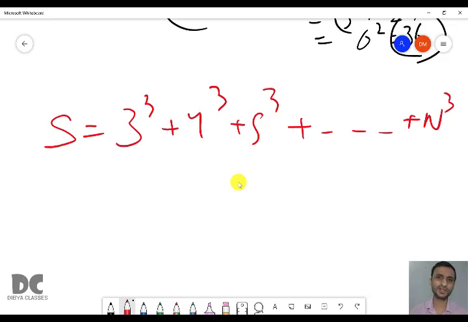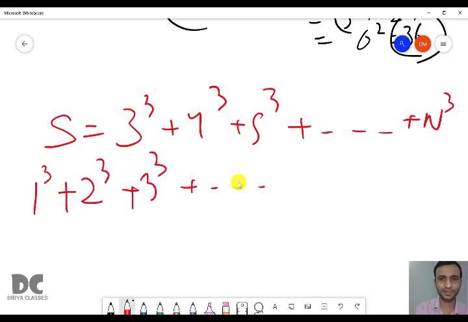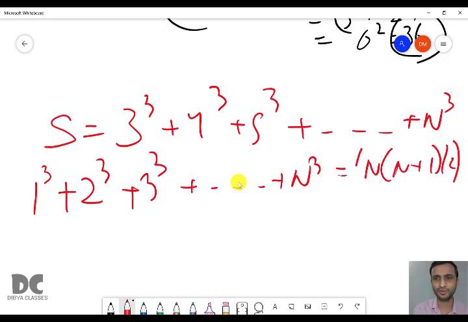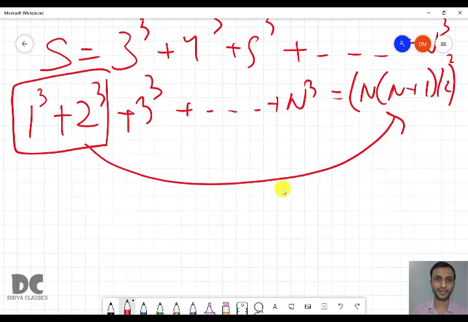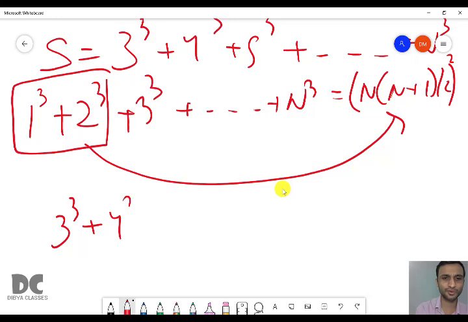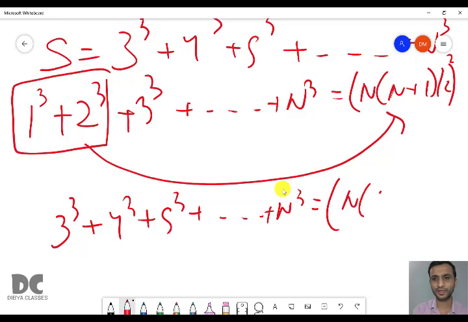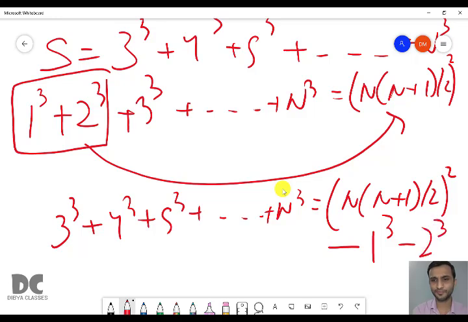So sum of first n natural numbers start from 1. So here you can see 1 cube and 2 cube are missing. So we already know 1 cube plus 2 cube plus 3 cube plus n cube equals n into (n plus 1) by 2 whole square. If you take these two terms to the right hand side, then what will happen? It will be 3 cube plus 4 cube plus 5 cube plus n cube equals n into (n plus 1) by 2 whole square minus 1 cube minus 2 cube.